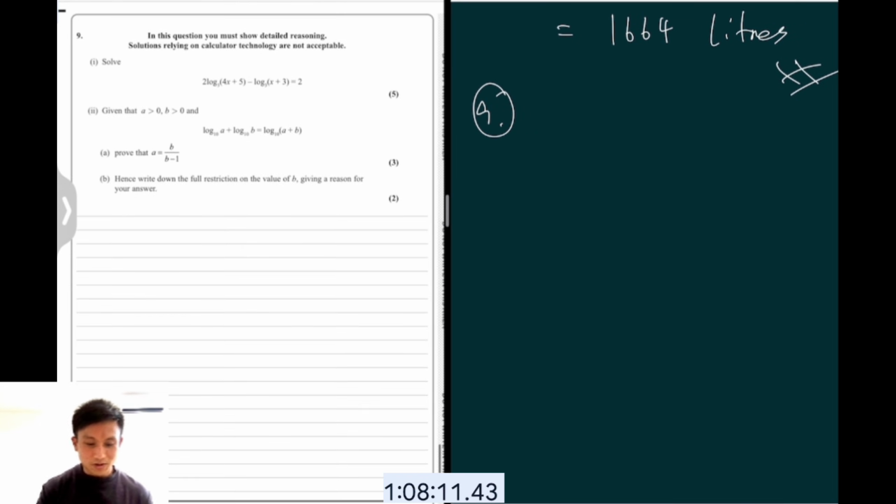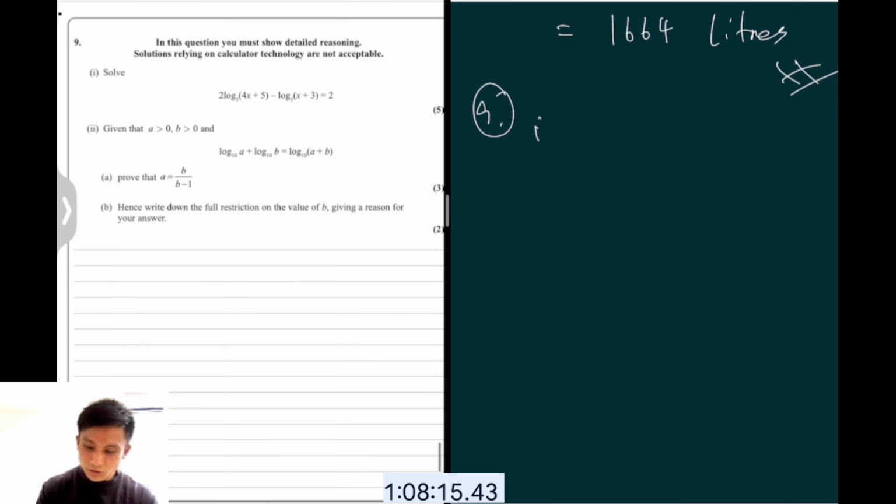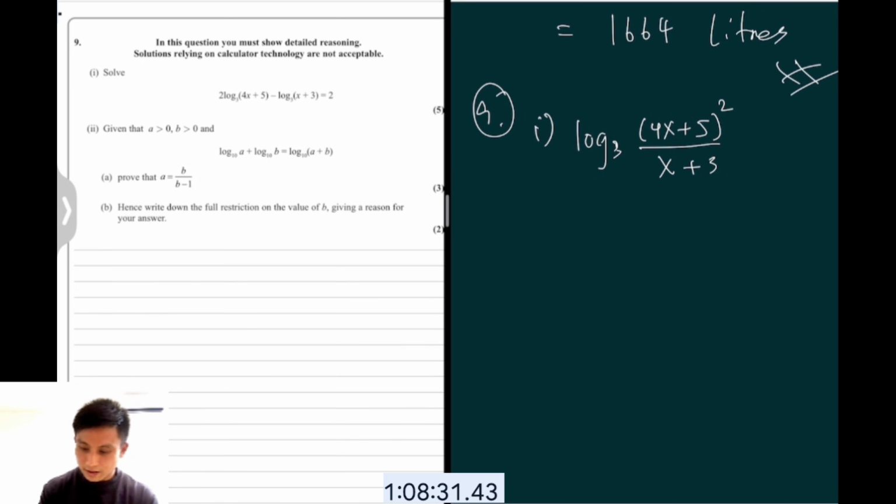Well, easy peasy log equation. So part I, well, solving that, right? So by the looks, we just merge the logs. So that would become log base 3 of (4x plus 5) to the power of 2 first, and then because it's a minus, we divide. Yeah, that's the argument when you combine everything, equals 2.